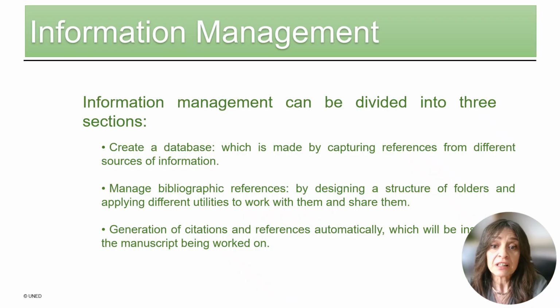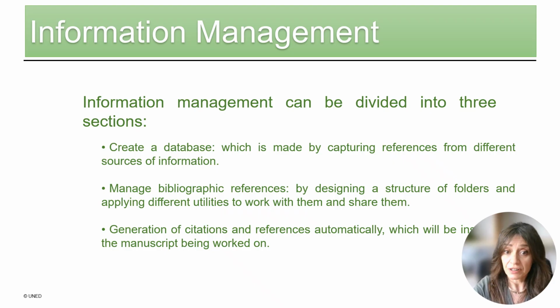Information management can be divided into three sections. First, to create a database, which is made by capturing references from different sources of information. Second, to manage bibliographic references, by designing a structure of folders and applying different utilities to work with them and share them. And third, the generation of citations and references automatically, which will be inserted in the manuscript being worked on.